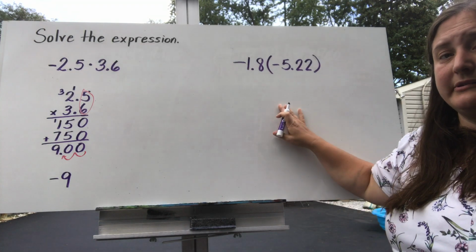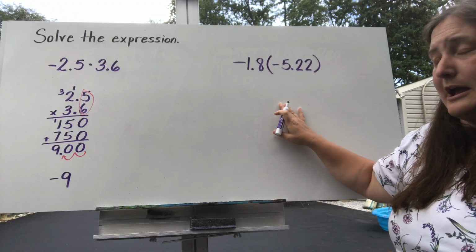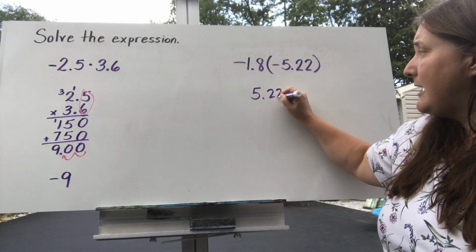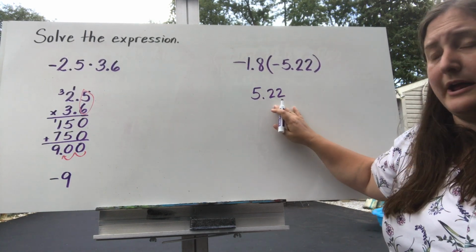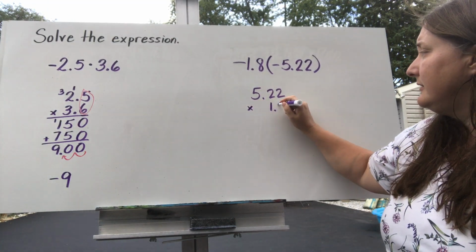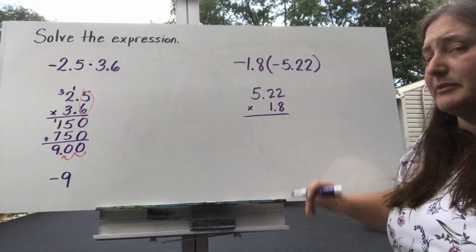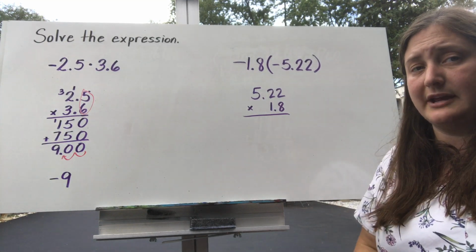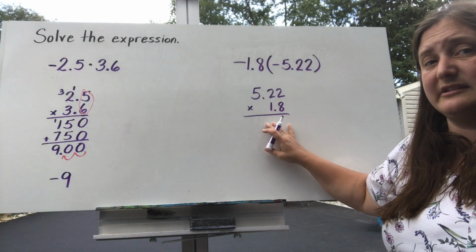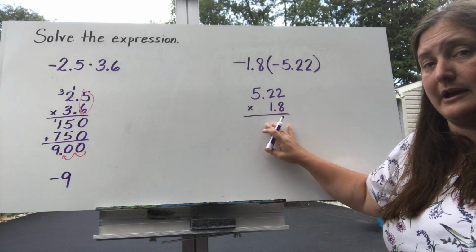All right, let's try this one together. So first I'm just going to multiply their absolute values. I'm going to put 5 and 22/100ths on top because I like putting my bigger one on top here, my longer one, times 1.8. Something that's a little bit different about multiplying decimals, I don't have to worry about lining up the decimals. So I'm going to write it just like this. I'm going to pretend like the decimals aren't even there right now.